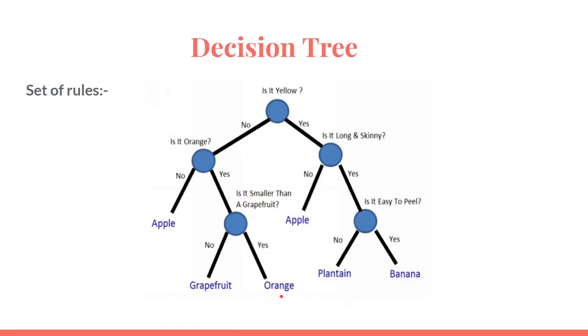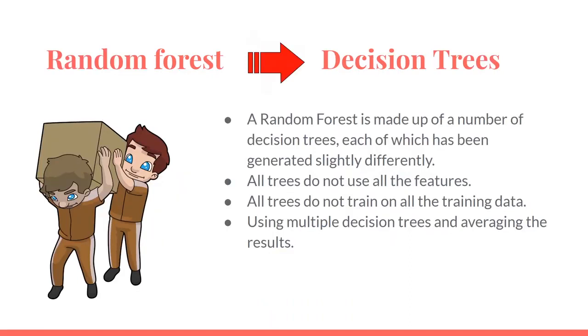So we are using a set of rules to classify our fruits into different categories. It's not just for fruits, we can classify any categorizable item into different categories using a decision tree. Now, how do we achieve random forest from decision trees?